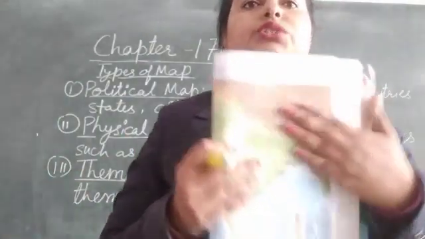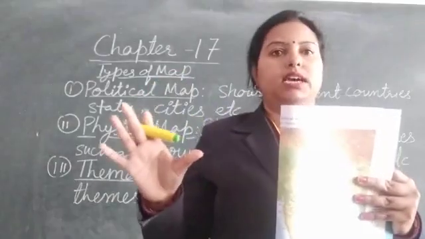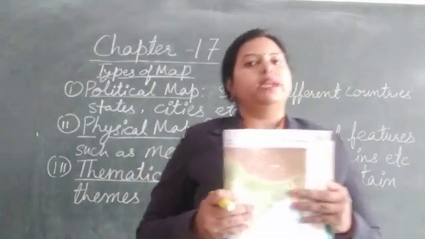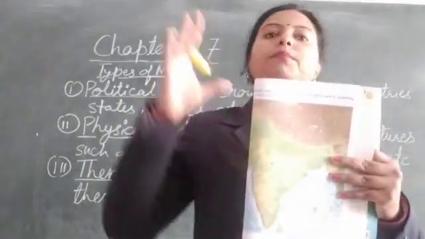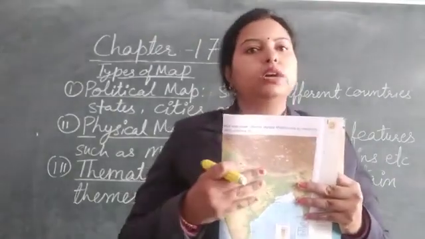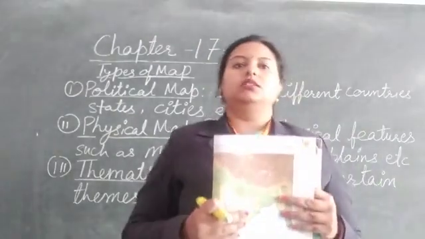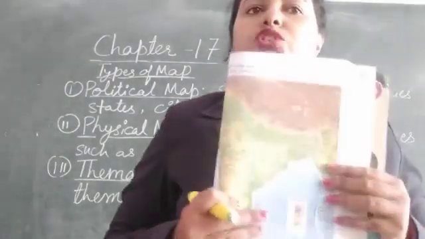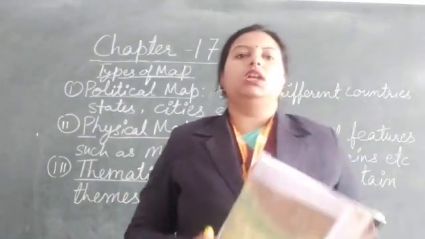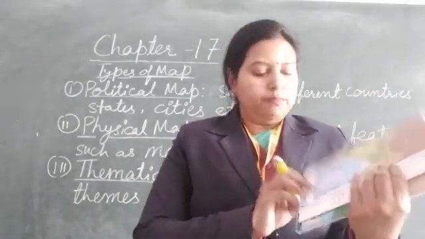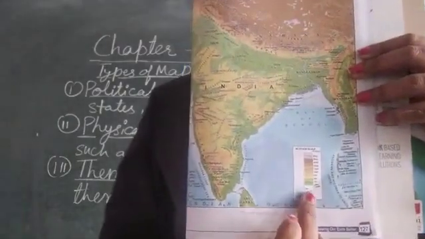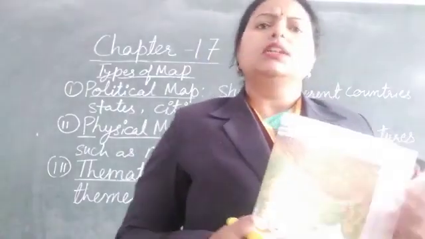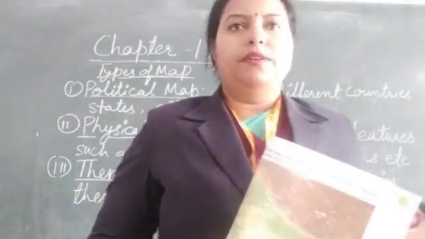The green color shows plains and forest areas. Light brown color, which you can see in the map, is used to show plateaus, and dark brown color shows the mountain areas. Yellow color is used to show agriculture land. Students, a key is always made on a map to tell the meaning of the colors used in a map. As you can see here, this is the key of the map. Almost the same colors are used in all types of maps.